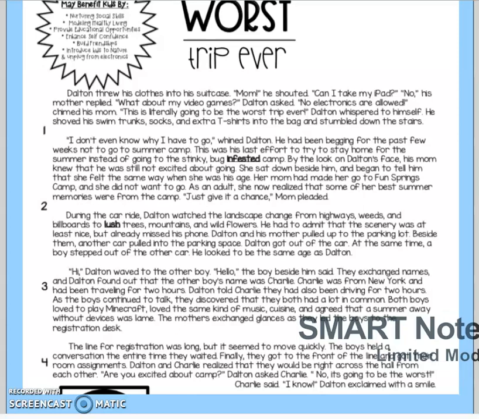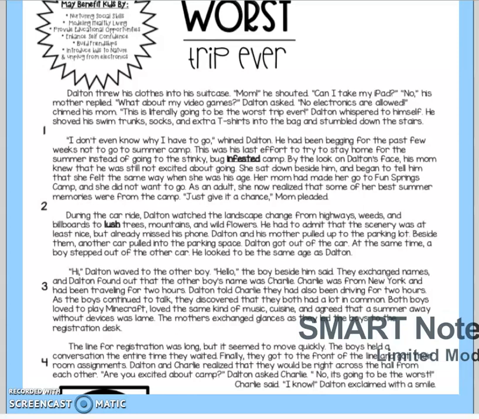She sat down beside him and began to tell him that she felt the same way when she was his age. Her mom made her go to the Fun Springs camp, and she didn't want to go. As an adult, she now realized that some of her best summer memories were from camp. "Just give it a chance," Mom pleaded. During the car ride, Dalton watched the landscape change from highways, weeds, and billboards to lush trees, mountains, and wildflowers. He had to admit that the scenery was at least nice, but already missed his phone.